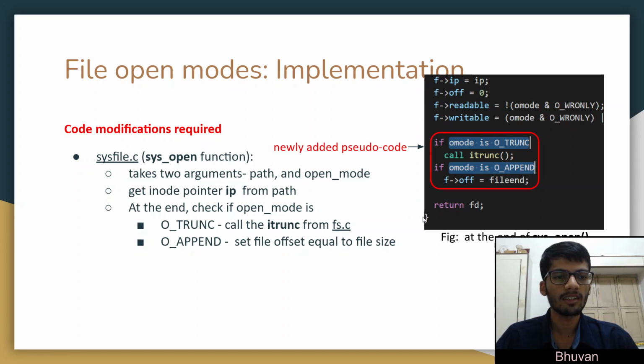This is the screenshot of the sys_open function, and in this function we will add this new pseudocode. At the very end, after sys_open has performed all its operations, we will check if the open mode was O_TRUNC. If so, then we will call the itrunc function. It is located in the fs.c file. And if the open mode was O_APPEND, we will set the file offset to the very end. So this is the pseudocode. You will have to implement the actual code, which is a little more complex than this.